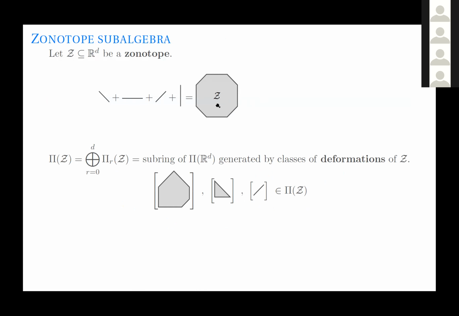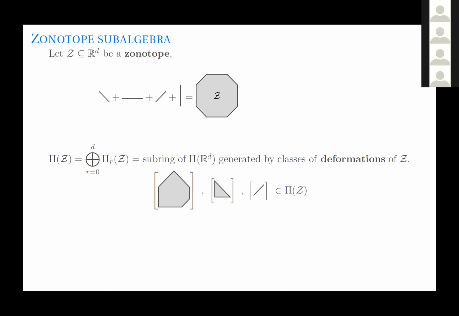Deformations is something that we can define for any polytope. But in the case of zonotubes, there's a very nice description of what a deformation is. It's just a polytope whose edge directions are the same as the edge directions of these summands that we have here. So for example, this one right here is a deformation of C because this edge is parallel to this one, and this edge is parallel to this summand, and so on. So these are classes of deformations of this zonotube.